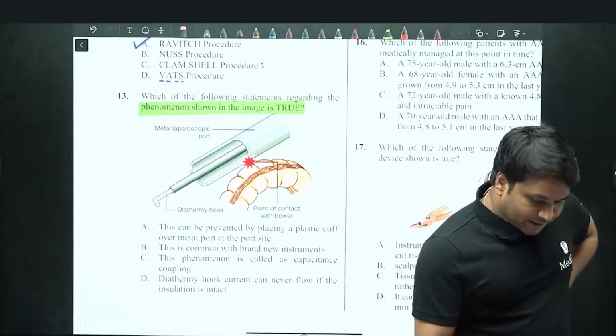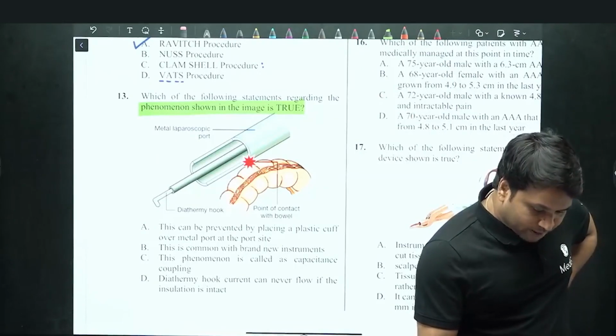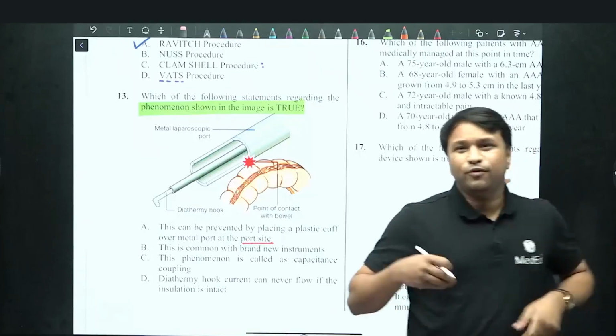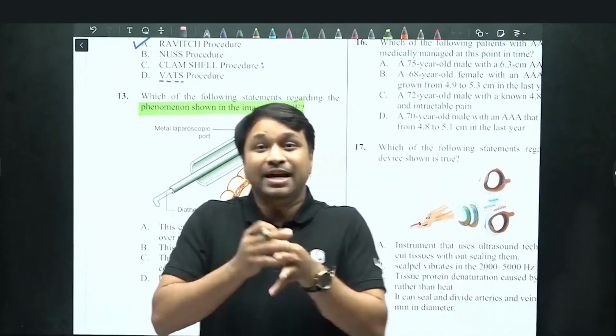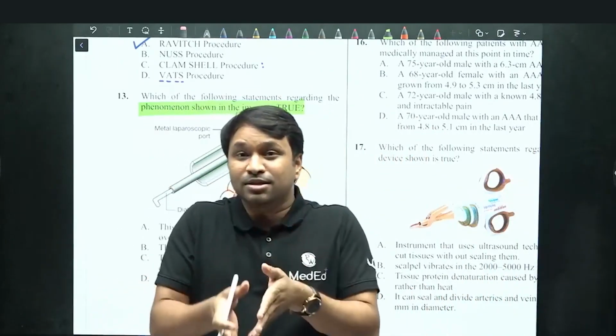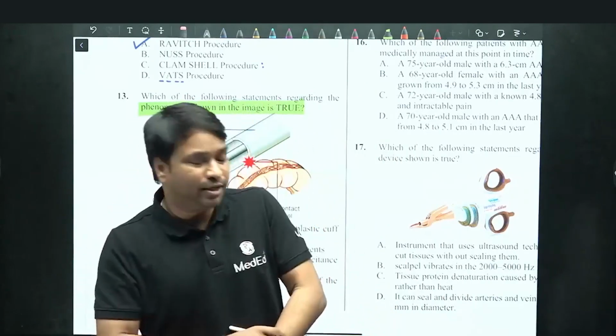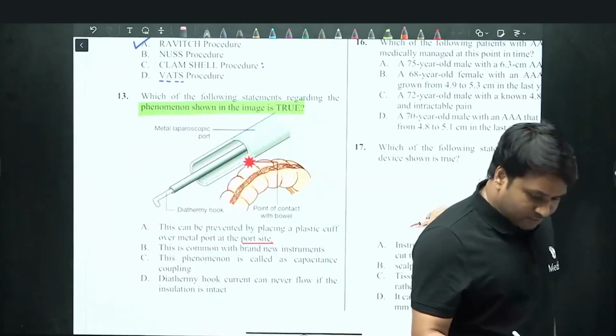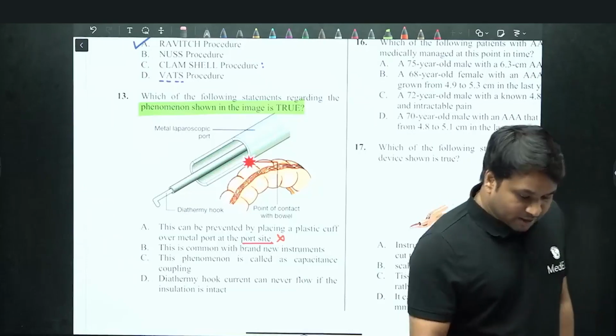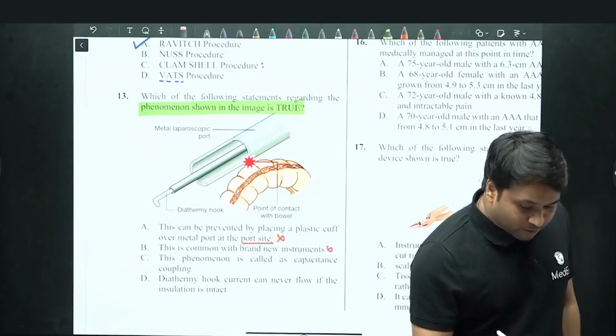Now this can be prevented by placing a plastic cuff over a metallic port at the port site. Now, if you only put the plastic at the entry point, that is not the problem. It is the insulation loss throughout the tube. So this is going to be useless, right? This cannot be prevented. This is common with brand new instruments. No, this is common with old instruments.